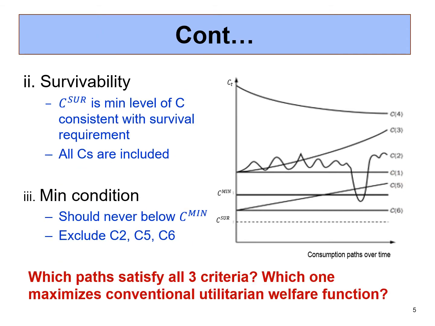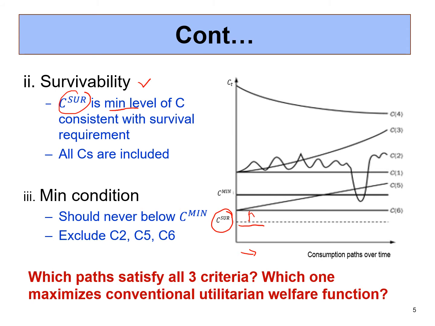The second criterion for sustainable development is called survivability. So we have to get at least survival consumption. It is the minimum level of consumption consistent with survival requirement. So where is this survival consumption? When you look at this diagram, you have it here. This is the line for survival consumption. All the consumption paths on top of this line are qualified for fulfilling the survivability criterion.